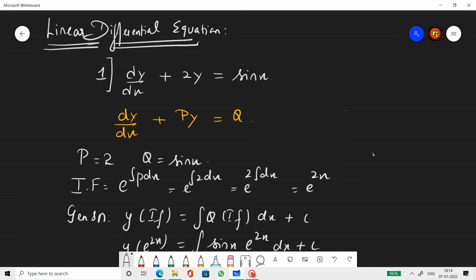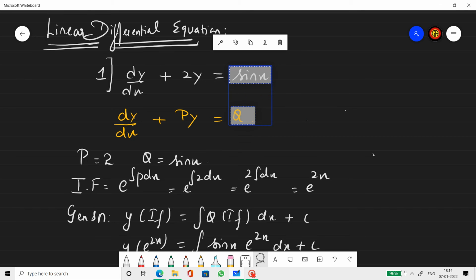First question: dy by dx plus 2y equals sin x. This is in the form of dy by dx plus py equals q. So p equals 2 and q equals sin x. P is the coefficient of y. Then you find the integrating factor, which is e to the power integration of p dx. P is 2, so e to the power integration of 2 dx. 2 is a constant, it stays out of integration. Integration of dx is x, so you get e power 2x.